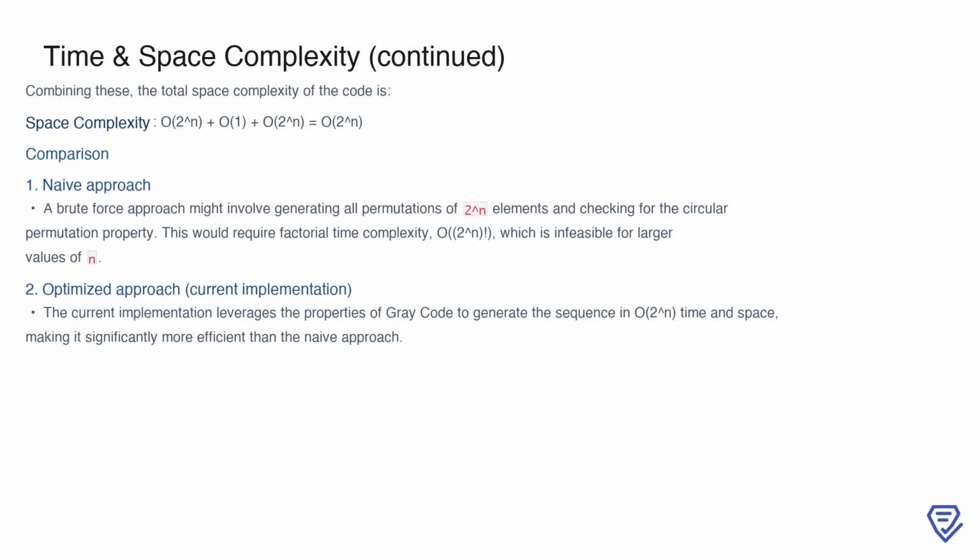This would lead to a factorial time complexity of O(2^n), which becomes infeasible as n increases. In contrast, the current implementation is highly optimized. By leveraging the properties of gray code, it generates the required sequence in O(2^n) time and space, which is significantly more efficient and practical.